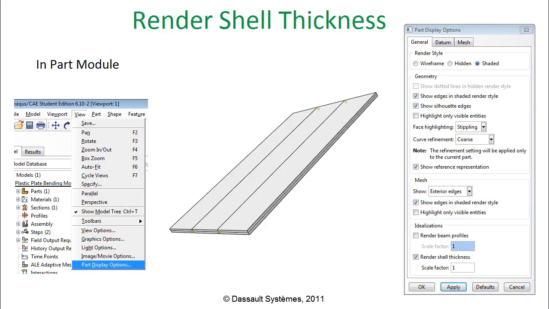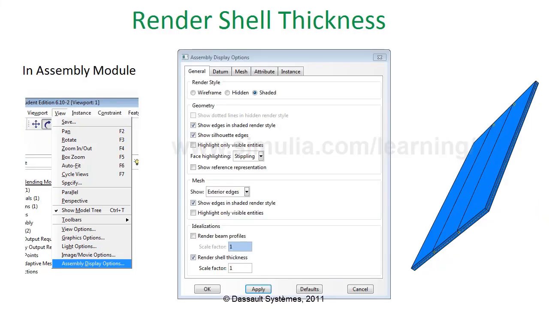Note that it was also possible to render the shell thickness before running the simulation. For example, if you are in the Part module, you can go to Part Display Options in the View menu, and if you are in the Assembly module, you can go to Assembly Display Options in the View menu.